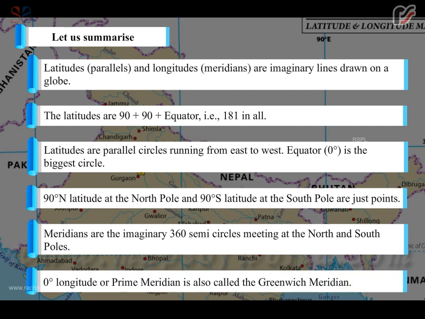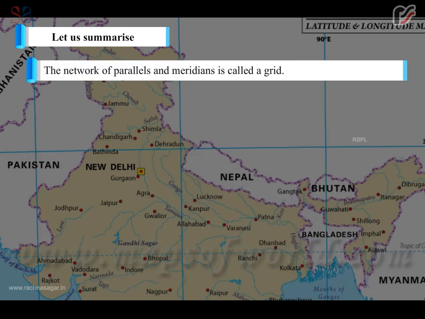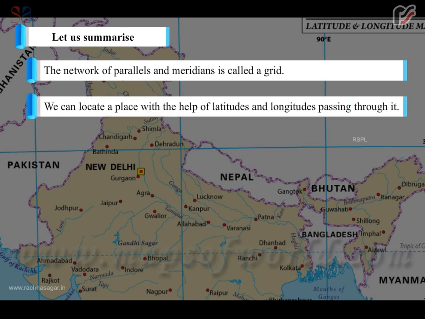0 degree longitude or prime meridian is also called the Greenwich meridian. The network of parallels and meridians is called a grid. We can locate a place with the help of latitudes and longitudes passing through it.